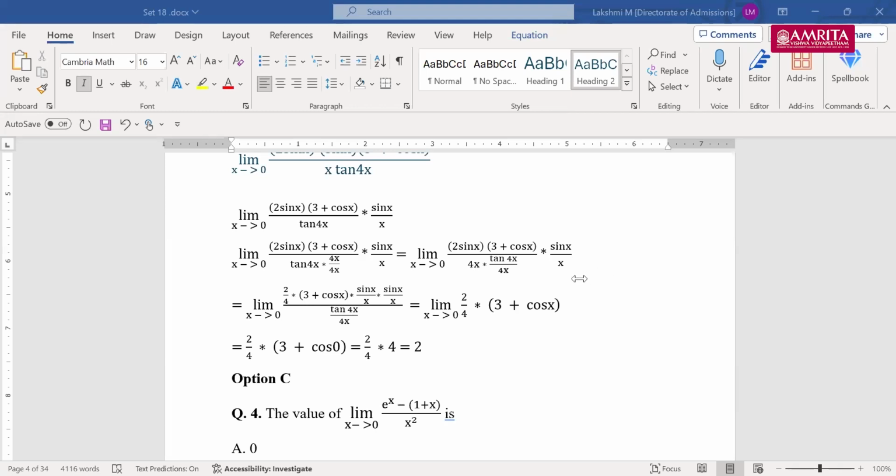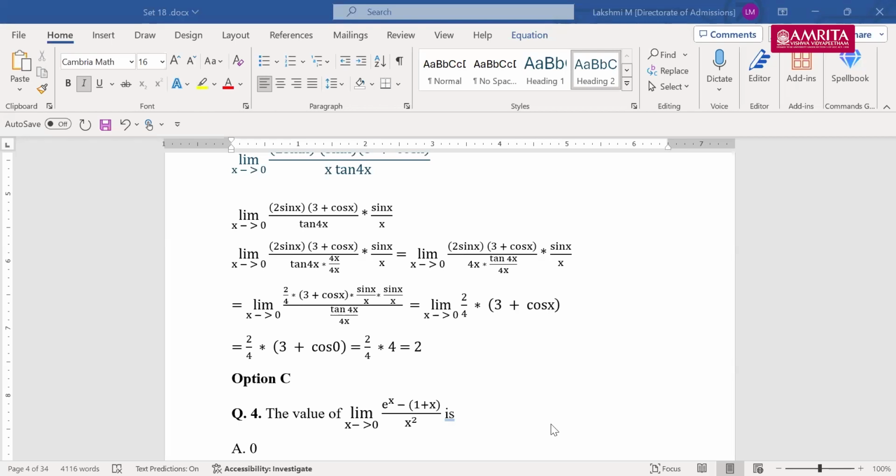One thing I want to make clear is there are different methods in which you can solve a question. Whichever method comes to your mind, whichever method you find easy, whichever method you're familiar with, you can just start using it.